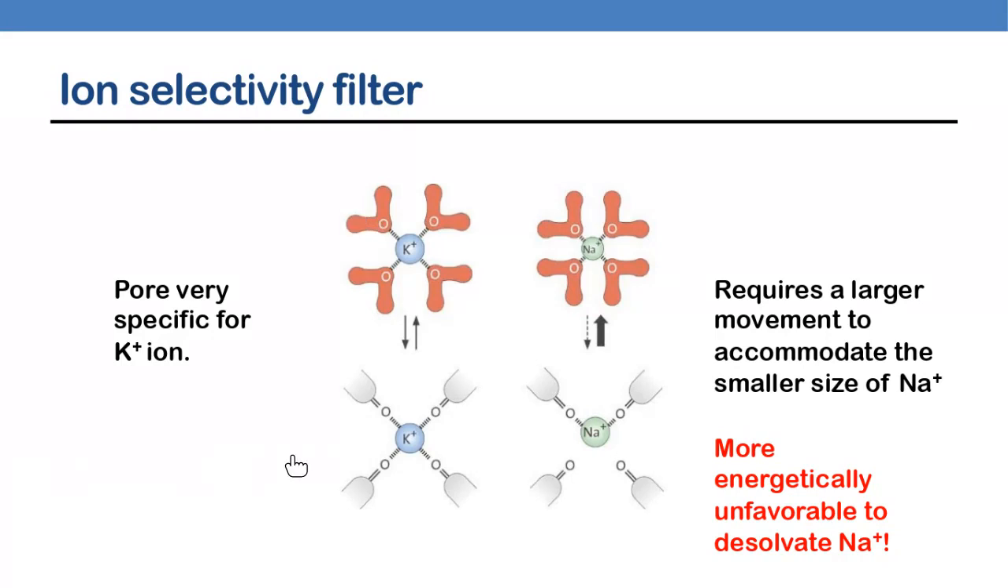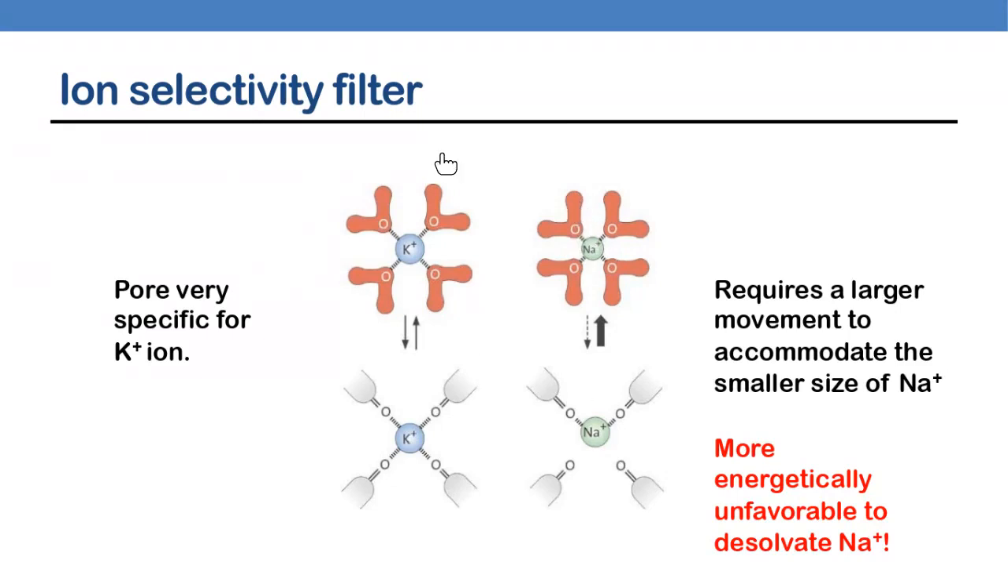And the carbonyl backbone, or the hydroxyl of the threonine, is going to be in the perfect orientation to mimic the hydration shell. So when the potassium ion enters into the channel, it's going to have the same type of coordination. If we compare that to the sodium ion, you can see that the water molecules are a lot closer to the sodium because it's slightly smaller.